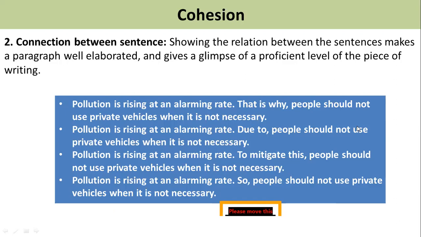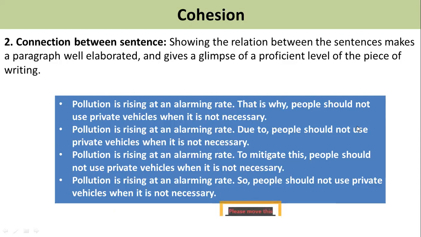So if it is the solution, that means we can say that to solve this problem, people should do this. There is a solution given in the next sentence, and it is in support of the previous sentence. So to connect them adequately, there must be a right cohesive device used. That is called to mitigate this. Okay. The last one is also correct.